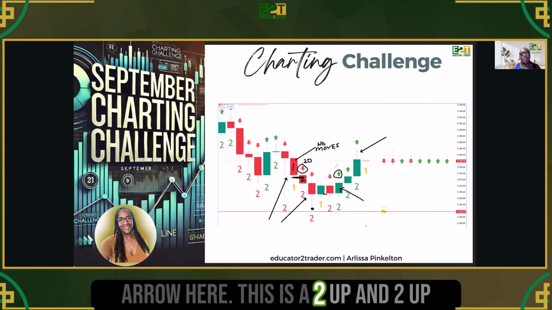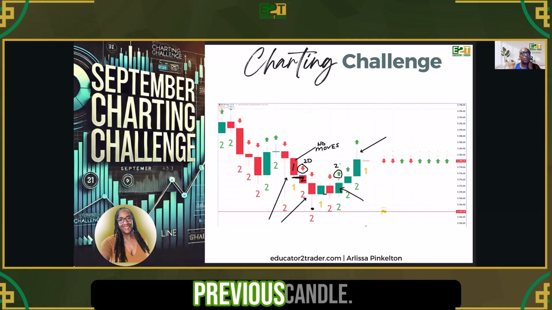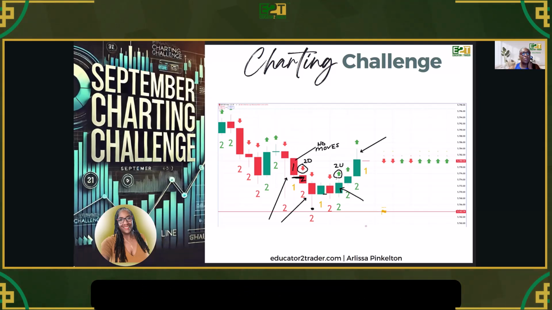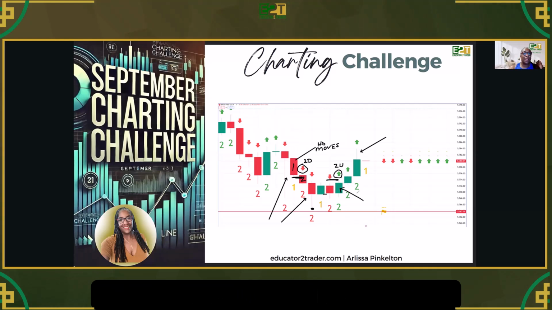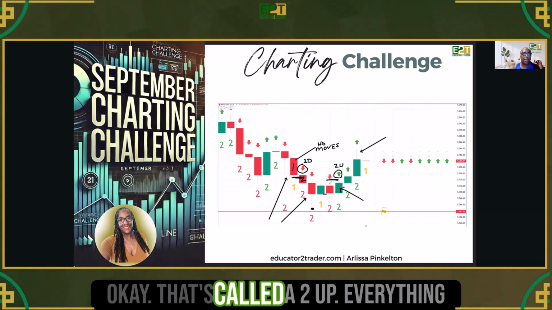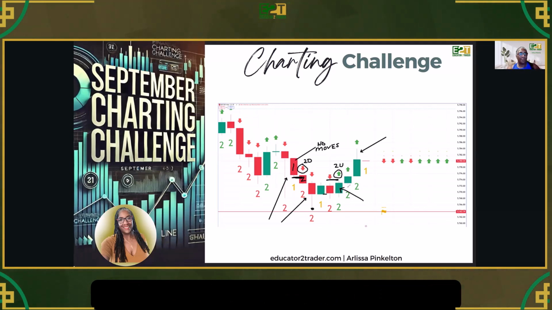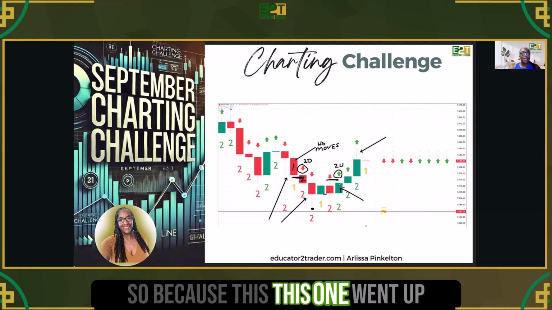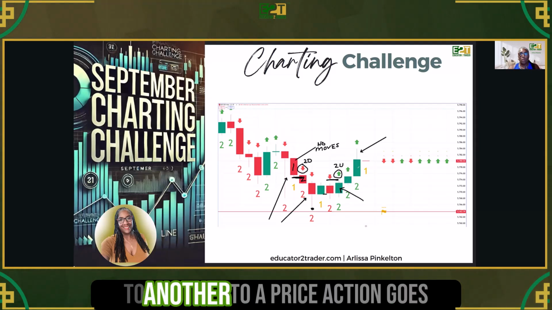This is a 2 up. And 2 up means it went higher than the previous candle. It went up higher than the previous candle. Okay, that's called a 2 up. Everything is based on what the candle was right in front of it. So because this one went up, now this is called a 2 up, another 2 up, another 2 up.